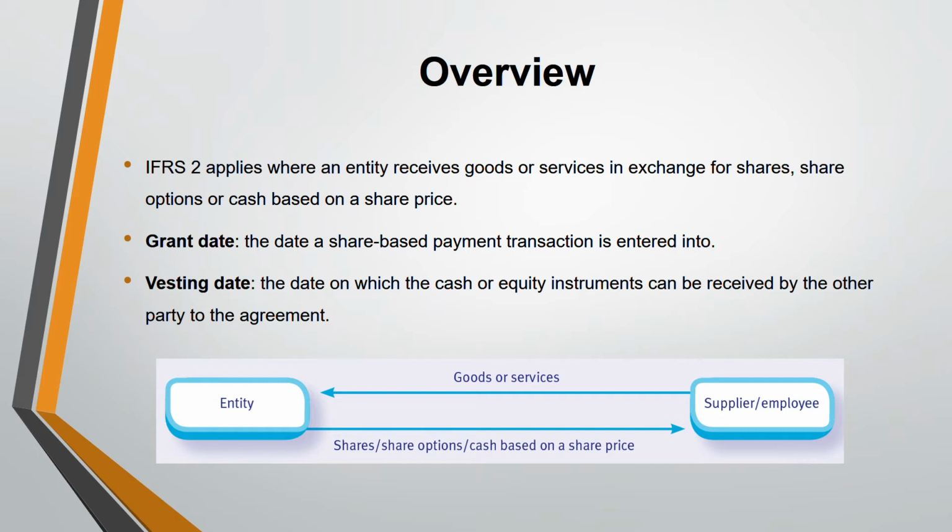That means vesting date is the date when the other party to whom you have promised shares, share options, or cash based on a share price, now receives it. If they are taking a share option, that day they will exercise the share options and receive the shares. If they are taking shares, that day they will receive the shares. If they are being paid cash based on a share price, that day they will receive it, on the vesting date. Grant date and vesting date are not the same.